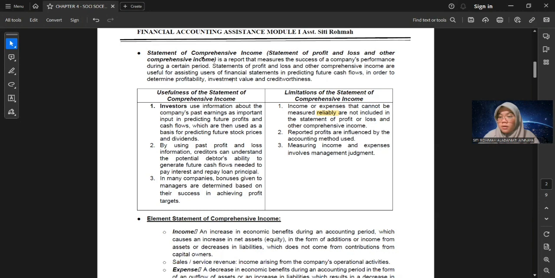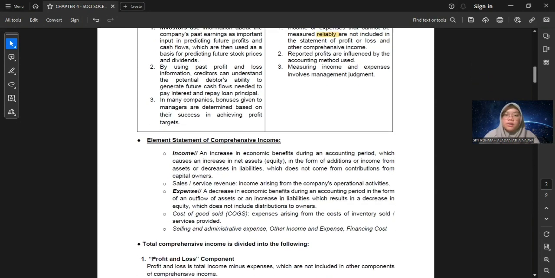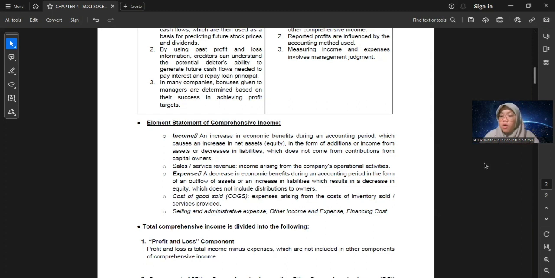And then we have known about what is statement of comprehensive income. Now we will know about elements in statement of comprehensive income. Of course, there will be income and expenses.